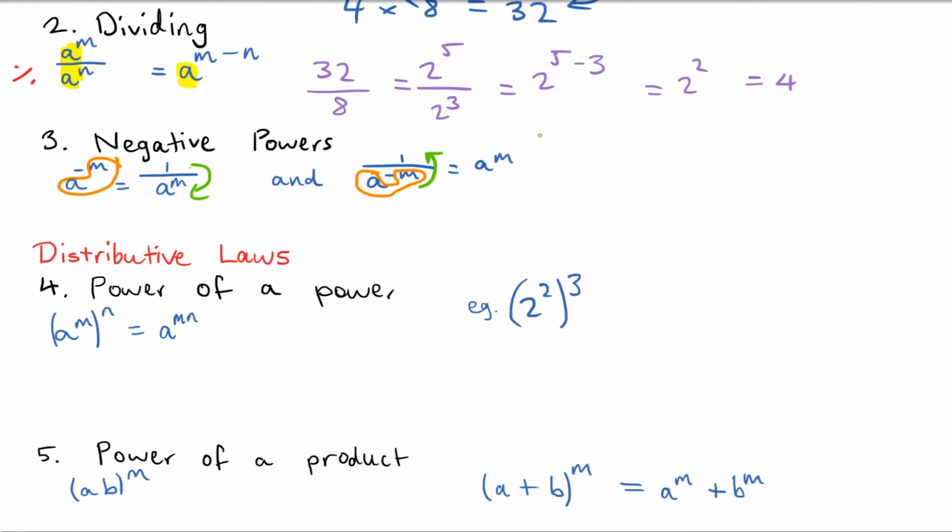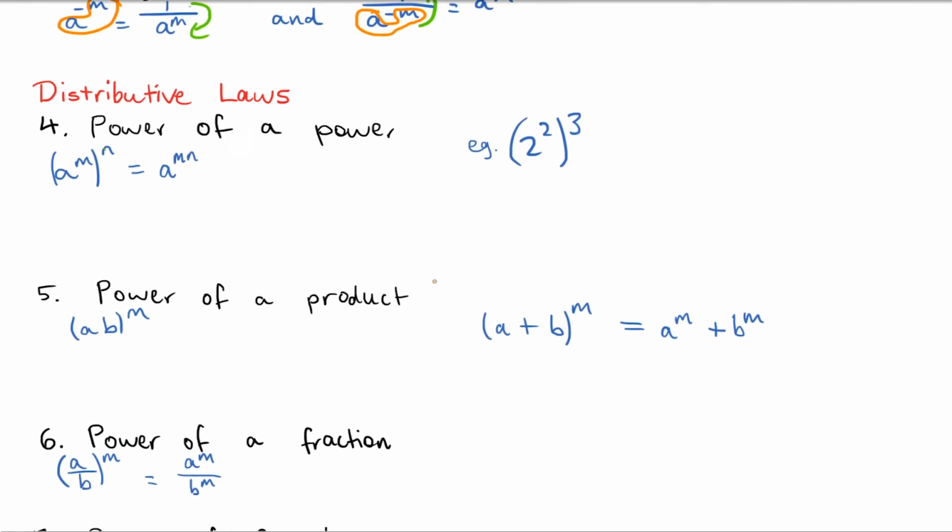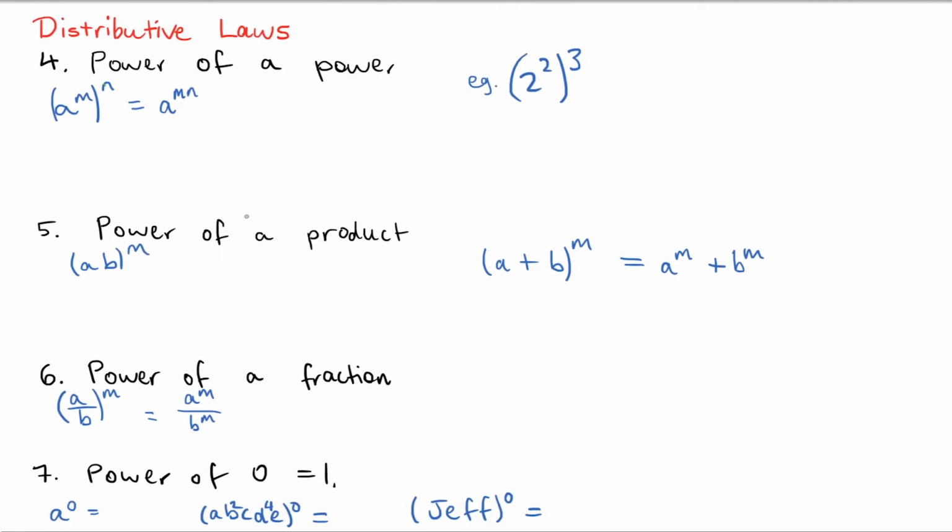Next, we'll move into something that I like to call the distributive laws. The first one is, if we have a base to a power and that whole thing is raised to another power, the outside power can come in and multiply itself with the inside power. Or a to the m, all raised to the power of n, is a to the m times n. So for example, we've got 2 squared raised to the power of 3 over here. That's the same as 2 to the 2 times 3, or 2 to the 6, which is of course 64.